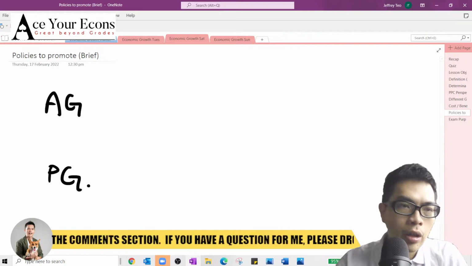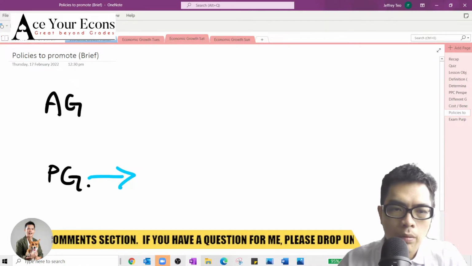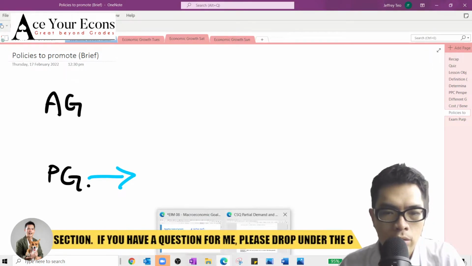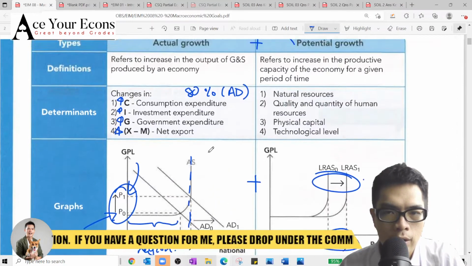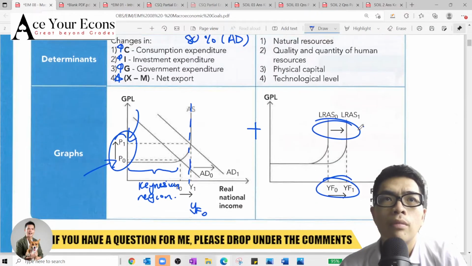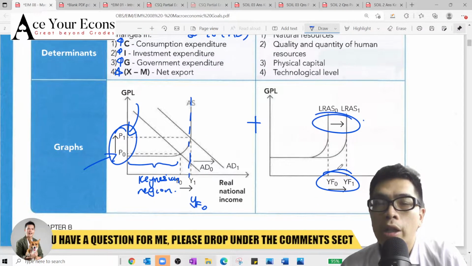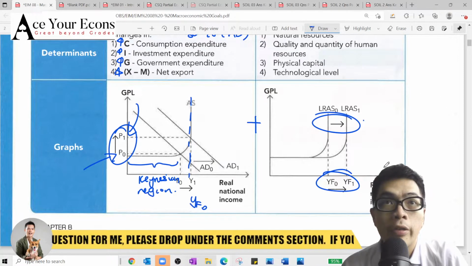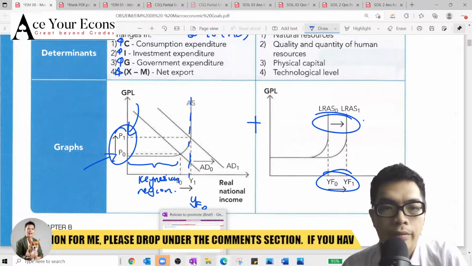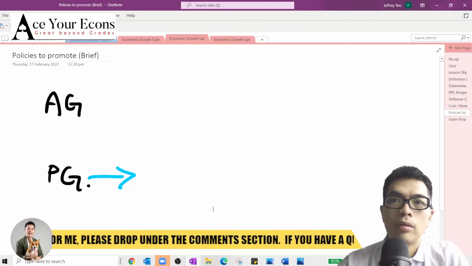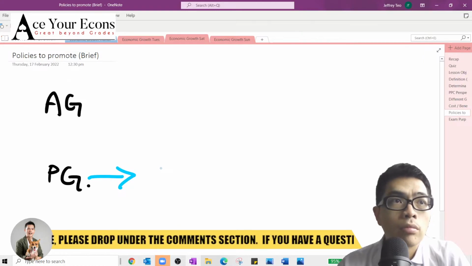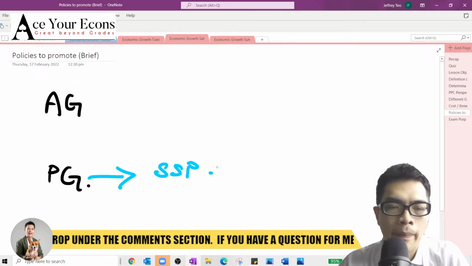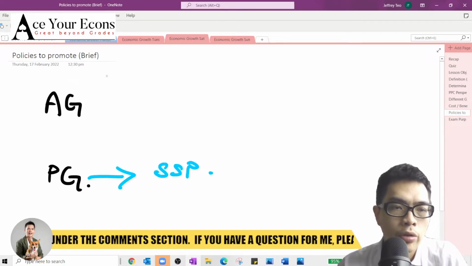So let's address the obvious first. Potential growth: what kind of policies do we need to promote potential growth? Have you all learned policies already? How can we increase our production capacity here? You may briefly want to write it at the side of the page. We will want to use supply side policies to increase your production capacity. This will be addressed in the future.